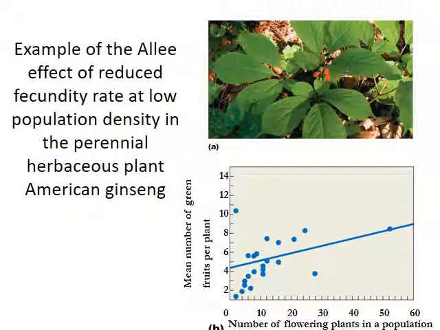Here's an example, data collected by our own Jim McGraw, looking at ginseng. And he saw a clear Allee effect where at low population sizes, so the number of flowering plants being low, the mean number of green fruits per plant has decreased. So likely due to low pollination service when these plant densities are pretty low and bees just aren't able to get enough pollen between them because they're so far apart.